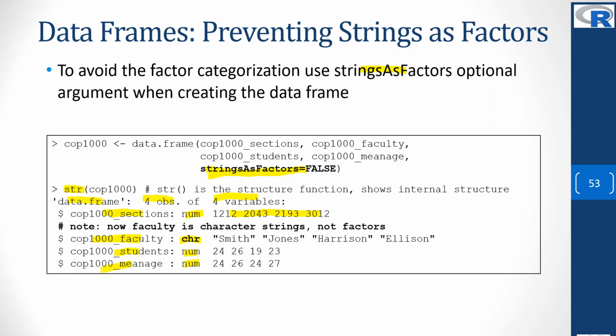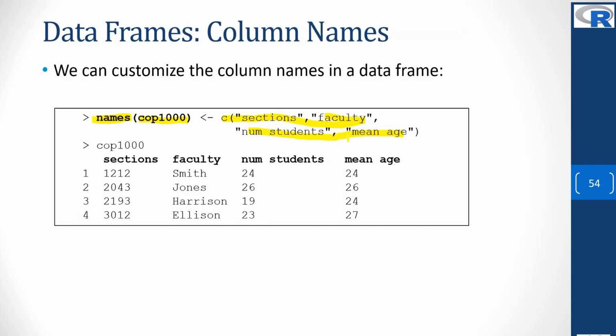And if you notice these, when we create the data frame, it's using the name of the vector as the column heading. So if we want to simplify that, we're using this names function and reassigning those names, and now it's given us a more meaningful name for each of those, whereas we have sections, faculty, num students, and mean age.